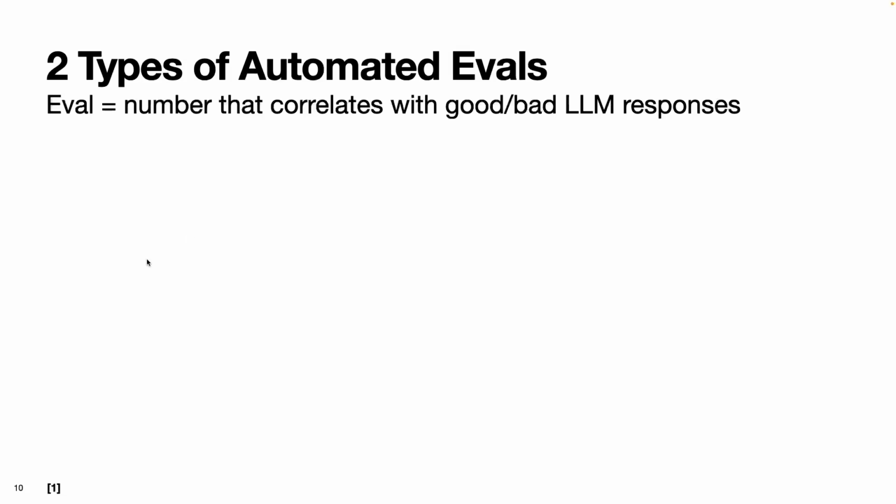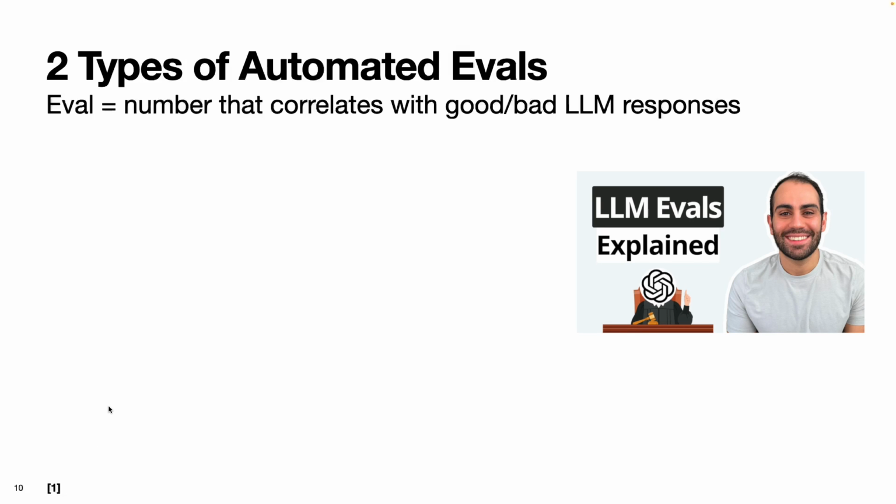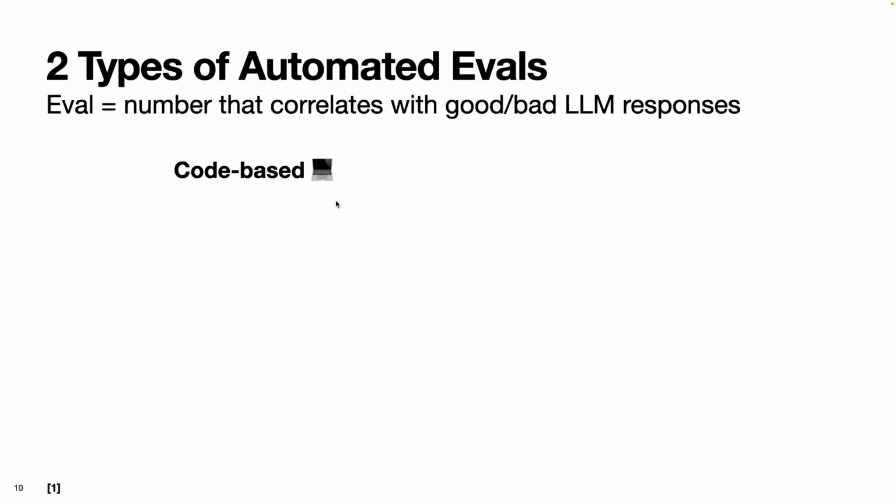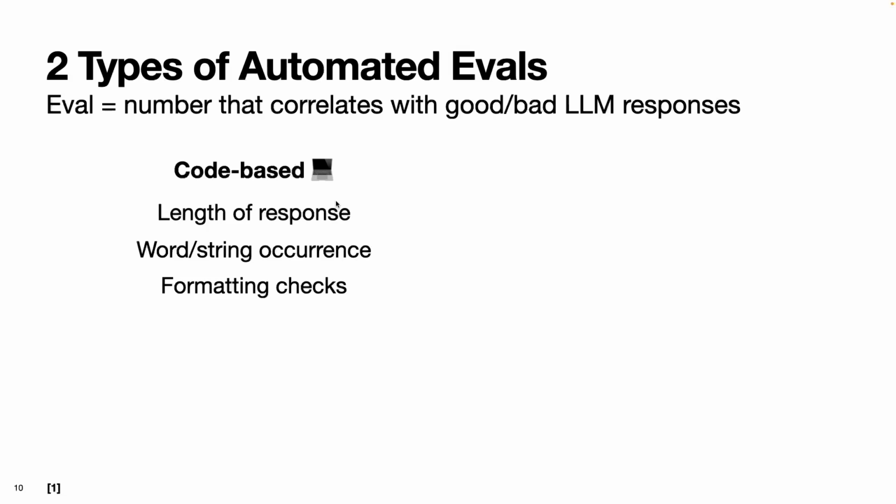Now, I actually talked all about this in a previous video on evals, but here I'll just do a quick recap on the two ways we can automate evals. The first is code-based evals. This is things like computing the length of an LLM's response, counting the number of times a specific word or string occurs in a response, checking the formatting, seeing if the response is in Markdown or contains some XML tag or is proper SQL code, and on and on and on.